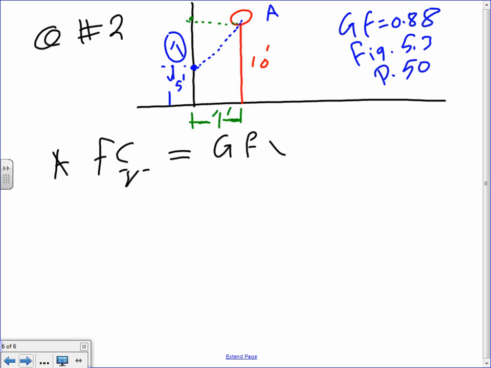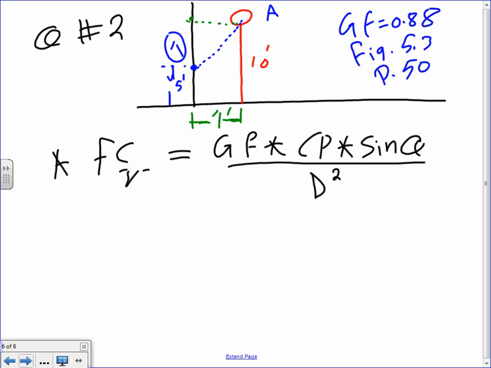Foot-candle V equals the guard factor times, anybody? Candela power times sine of Q, the angle, over the distance D squared. So guard factor, CP, sine, no square, nothing, divided by the distance squared. Okay.